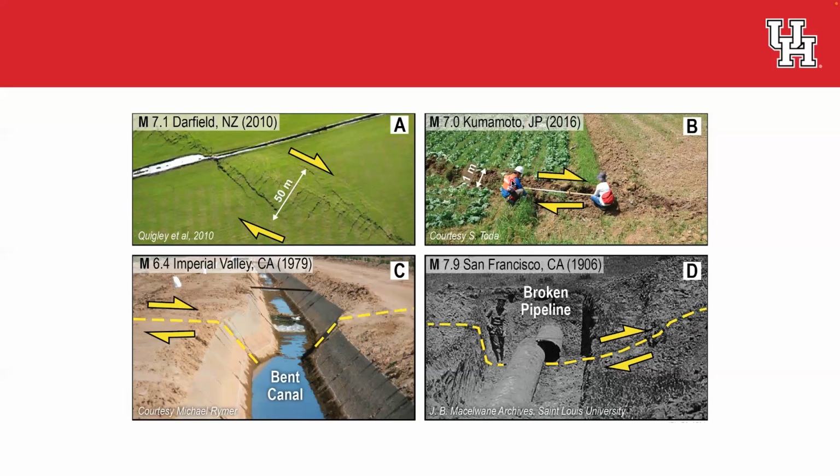And this is really important because this is happening in the upper couple hundred meters at the surface, where all of our infrastructure is. And so, to look at the Imperial Valley versus San Francisco, from an engineering perspective, if you have this kind of shorter or longer accommodation zone, you can build a flexible pipeline that will, in the case of an earthquake, probably bend but not break.